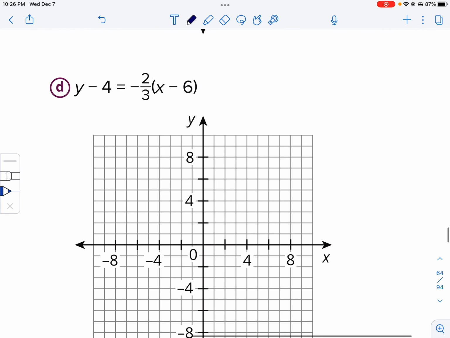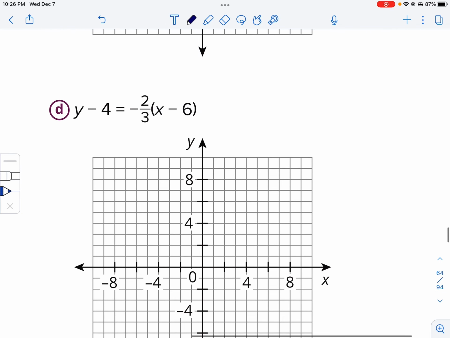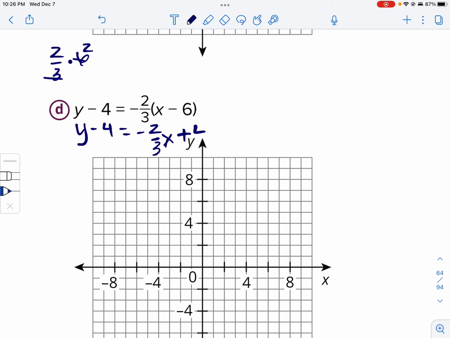And last but certainly not least, again, I need to solve this. Negative 2/3 x. Well, 2/3 times 6. 3 goes into 6 2 times, so that will get negative times negative is a positive 4. I'm going to add 4 to both sides. I'm going to take this up here. Y equals negative 2/3 x plus 8.